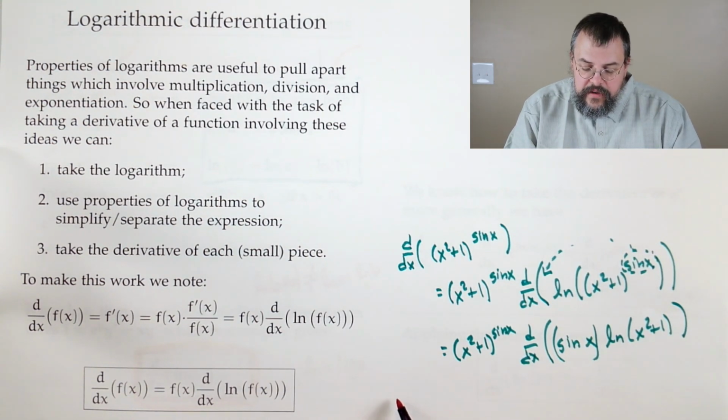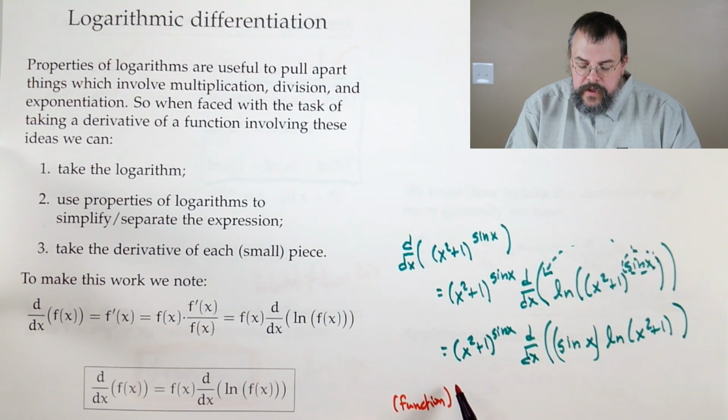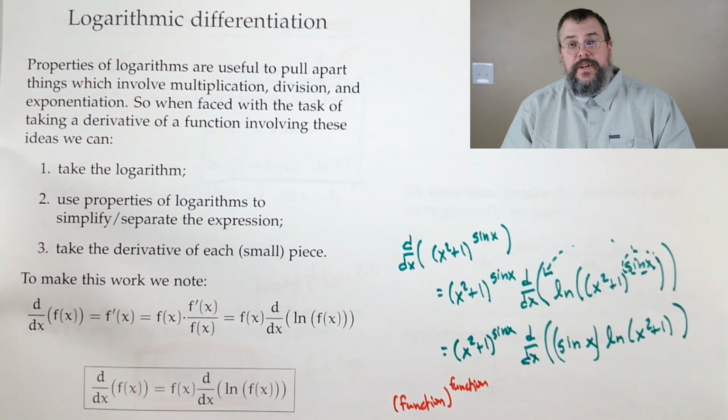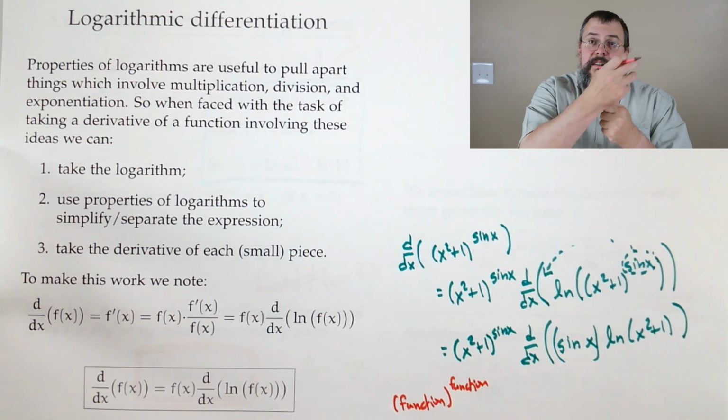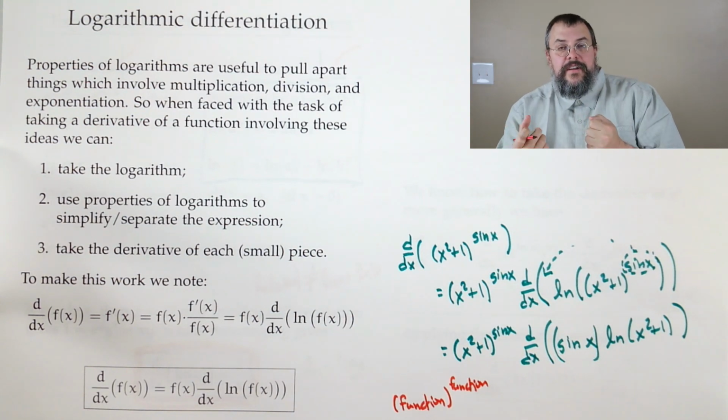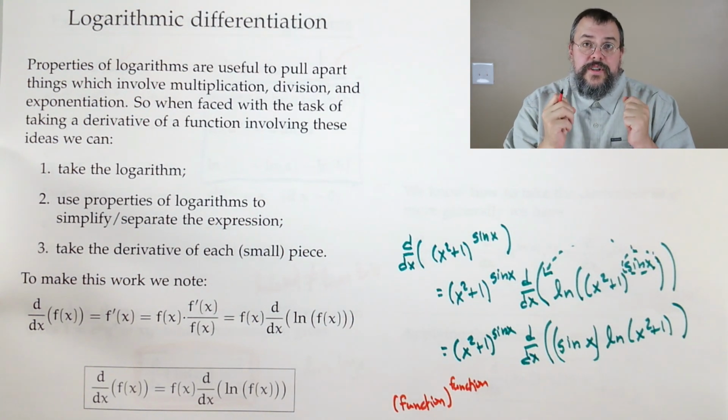So the first case is when you have a function to a function. All right? In that case, you have to use logarithmic differentiation. You have to pull that upstairs function down. So that's the first case.